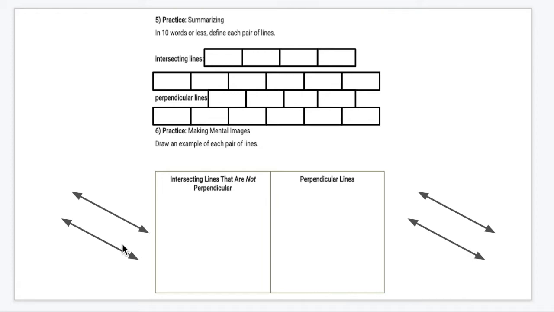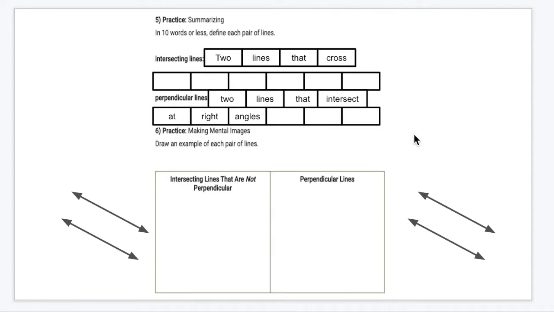So let's talk about some intersecting lines, right? Whenever I'm talking about intersecting lines, I'm just talking about two lines that cross. It could be more than two lines as well, but generally we're just talking about two lines that cross. Then perpendicular lines are two lines that intersect at right angles. So they form right angles. So two lines that intersect at right angles. There we go, less than 10 words.